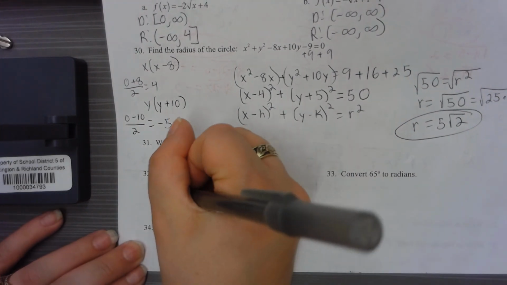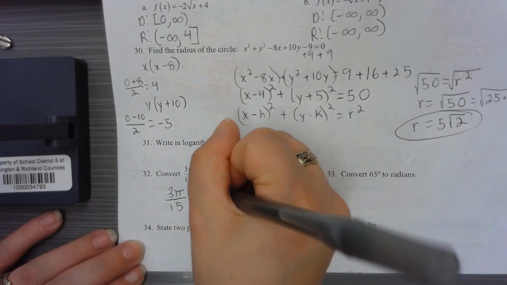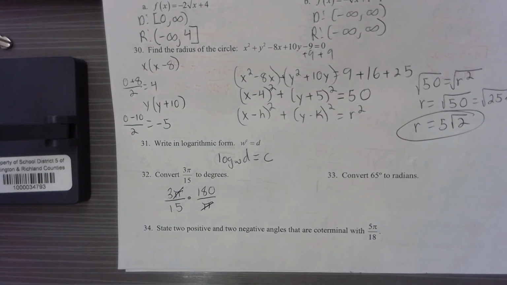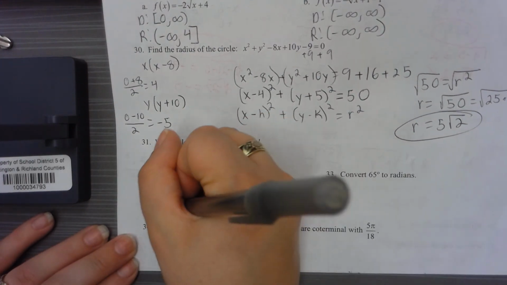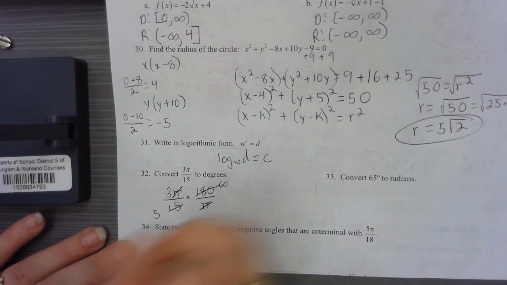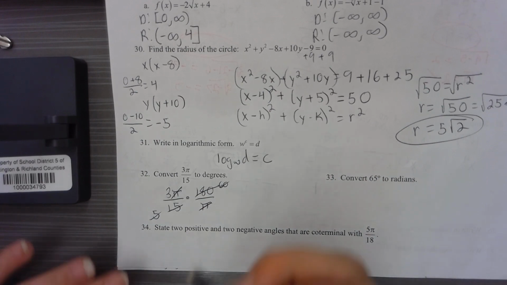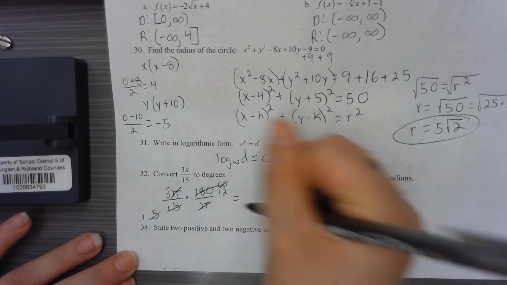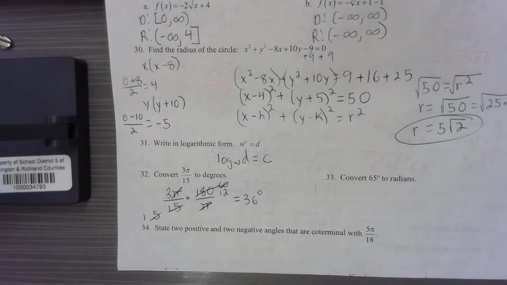So converting to degrees, if we have 3 pi over 15, we want to multiply by 180 over pi. So the pi's would cancel, which we should hopefully notice. And then you can simplify in steps. I would probably start by saying both of these are divisible by 3. So this is 5, and this would be 60. And then both of these are divisible by 5. So this would end up being 1, and then this would end up being 12. And so then you really only need to do 3 times 12, which is 36 degrees.